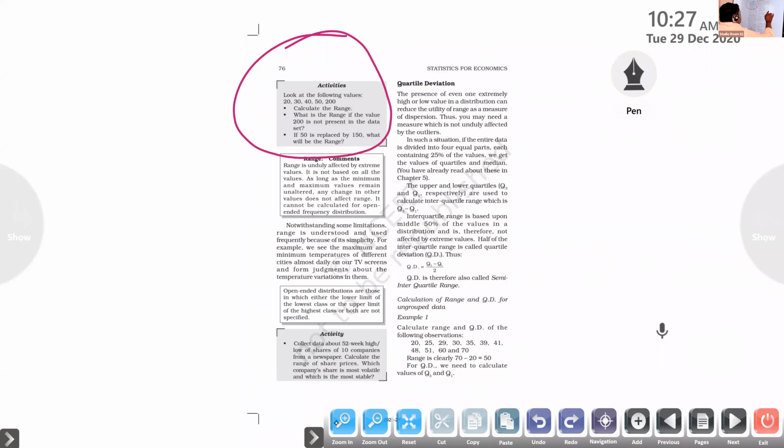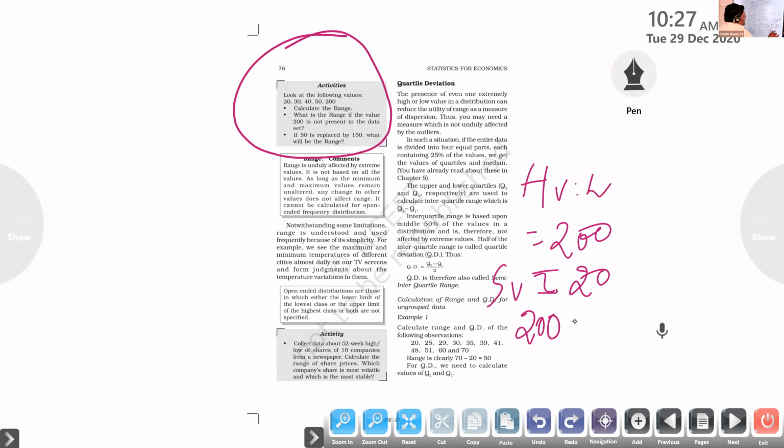So here you can see 20, 30, 40, 50, 200. The highest value, L, the largest one, what is that? 200, right? What is the smallest value, S? 20, right? So 200 minus 20, the answer is 180. That's the difference between the lowest value and the highest value. It is 180, right?